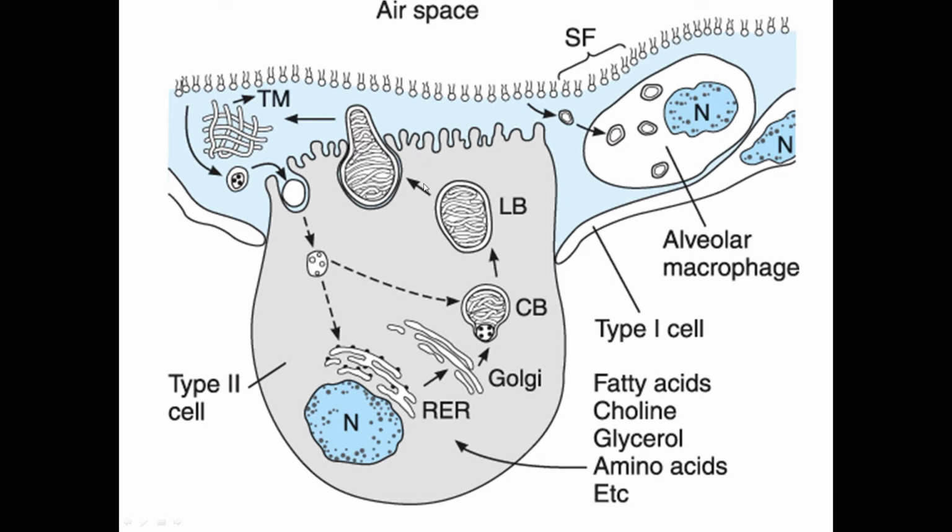The surfactant is a mixture produced by the type 2 alveolocytes. It contains predominantly phospholipids, mainly dipalmitoylphosphatidylcholine, and also some proteins. These hydrophobic molecules cover the surface of the alveoli, thus displacing water molecules, reducing the surface tension significantly, and allowing the alveoli to expand.